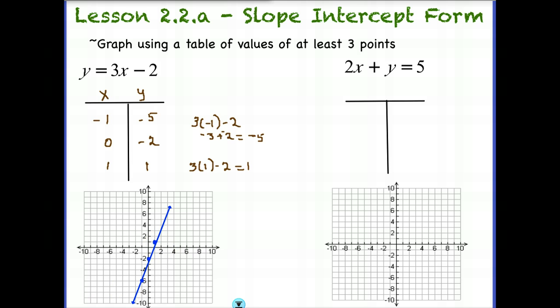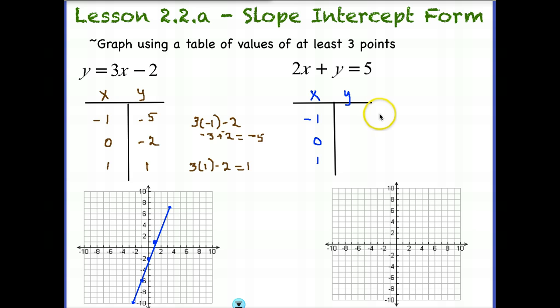All right, let's look at our second example, going from a table. In this example, let's make sure we label our x here and our y's here. So again, I'm going to try the -1, 0, 1. It seemed to work well on the last one. I plug in a -1 here, I would get 2 times -1 plus y equals 5. Okay, I'm actually going to rewrite that because we're going to need a little more room to do a little more math. So let's adjust this. Okay, so it works better here.